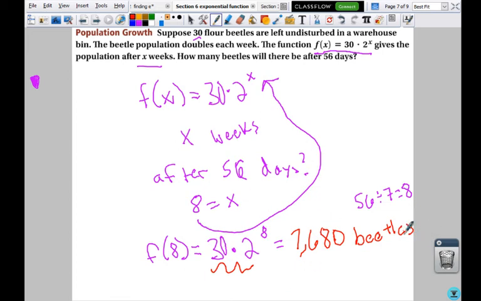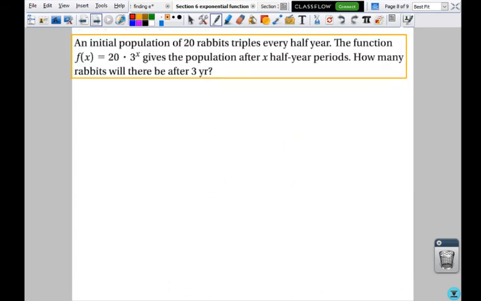So, this is an example of how you use exponential functions. A lot of things work like this. So 7,680 beetles after 8 weeks. Alright, I'm going to have you try one. It's really not that intense, you just gotta plug a number into the equation it gives. But before we get started, Adelia, read this for us.